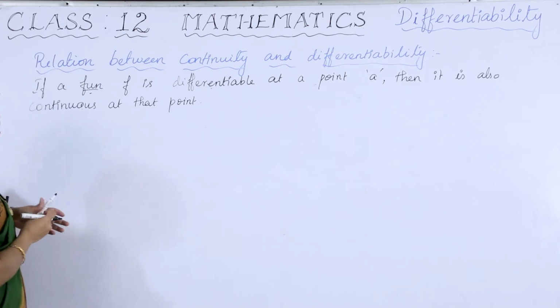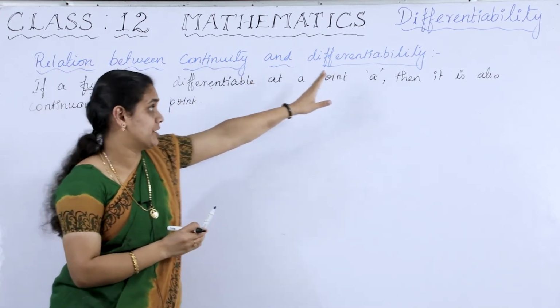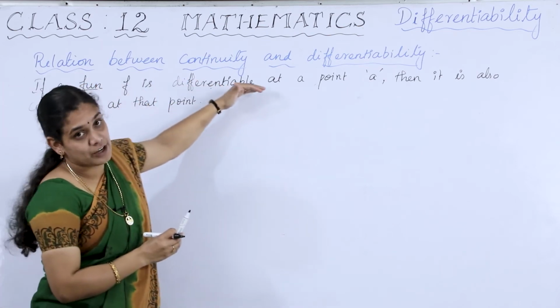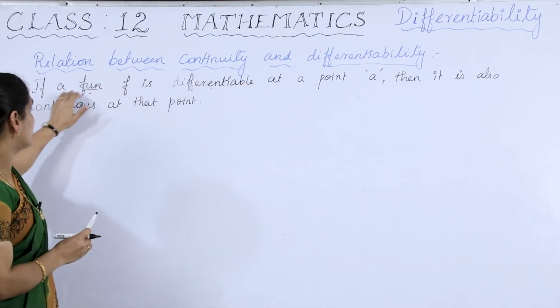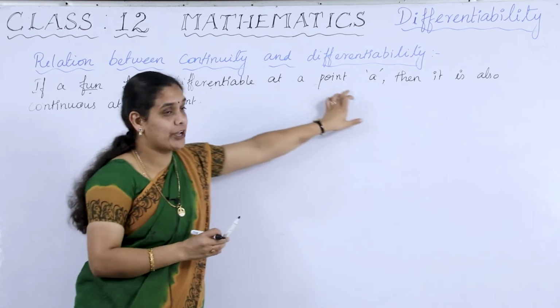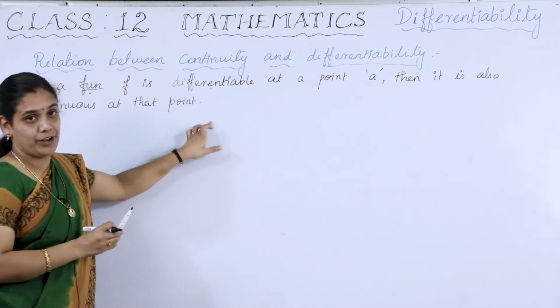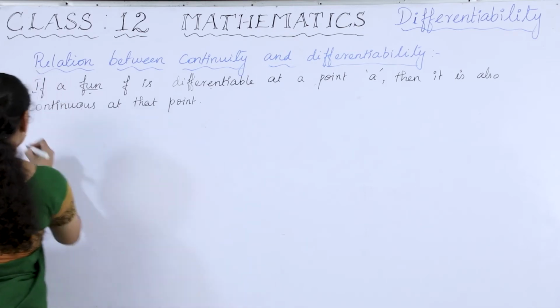Next we will move on to the relation between continuity and differentiability. Okay, now the relation between continuity and differentiability. First of all, let us prove that a differentiable function is continuous. If a function f is differentiable at a point a, then it is also continuous at that point. Let us prove this one first.